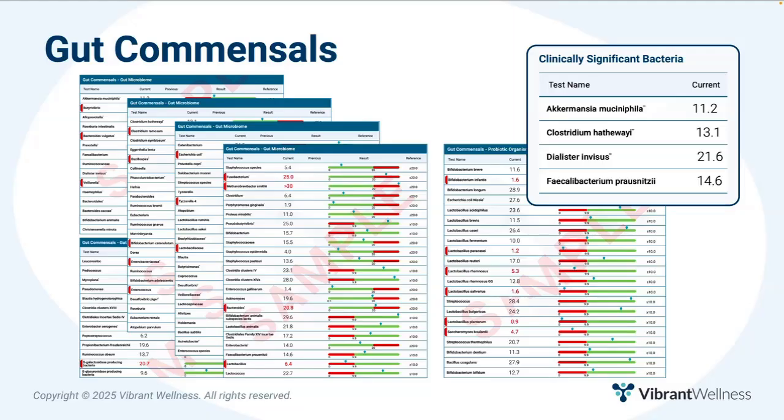The full gut commensals panel analyzes a robust number of essential beneficial bacteria and probiotic organisms involved in nutrient synthesis, immune defense, maintaining the gut barrier, and modulating the gut-brain axis. It identifies clinically significant bacteria like Dialister invisus and Clostridium hathewayi, which are linked to IBS and gut dysbiosis, and often overlooked by traditional tests, and provides in-depth analysis of keystone species like Akkermansia muciniphila and Faecalibacterium prausnitzii, which influence gut integrity and health.